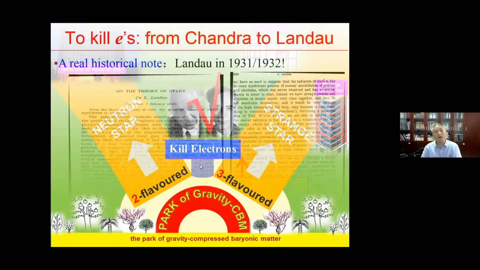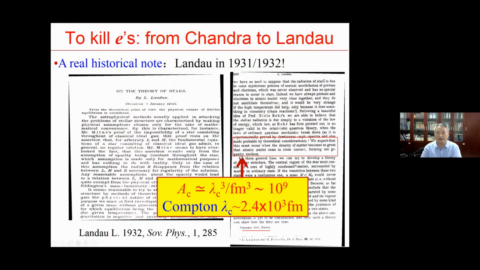So Landau thought about this. After the collapse of the core, he wrote a very important sentence, which I may read. We expect that this must occur when the density of matter becomes so great that atomic nuclei come in close contact, forming one gigantic nucleus. This is a very original idea, later eventually developed into neutron star.